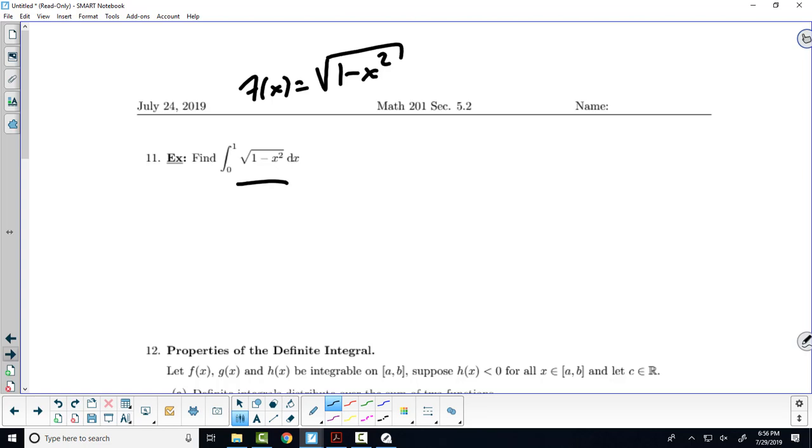No. Absolutely not. In fact, kind of the opposite of a straight line.